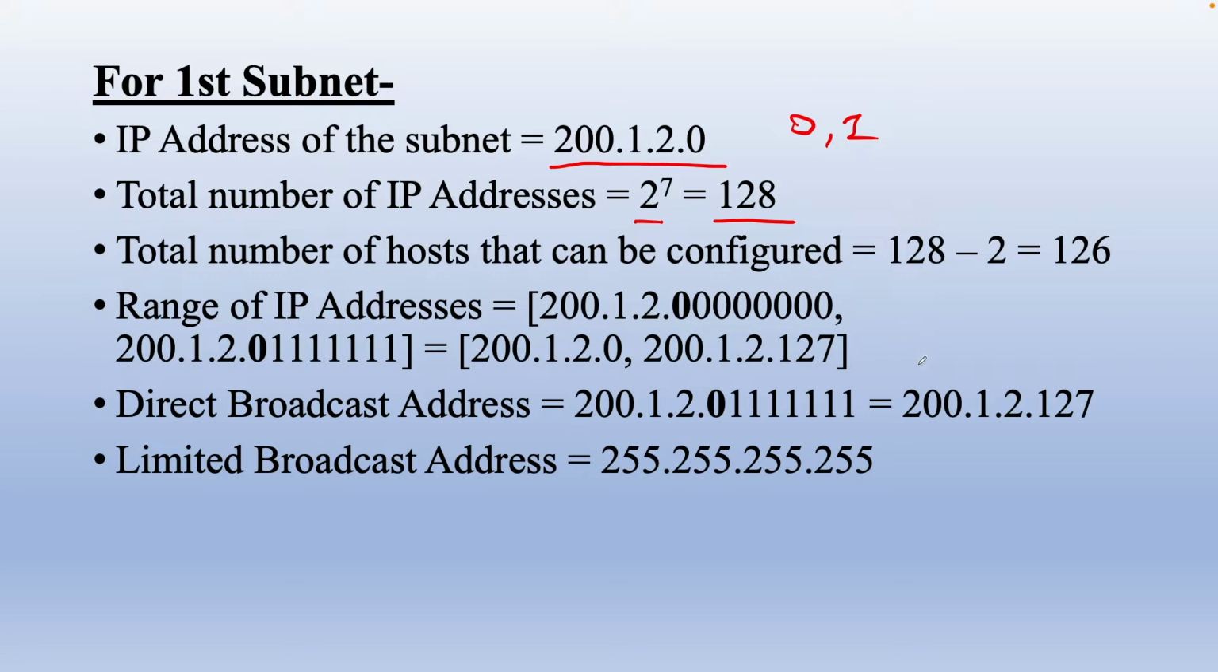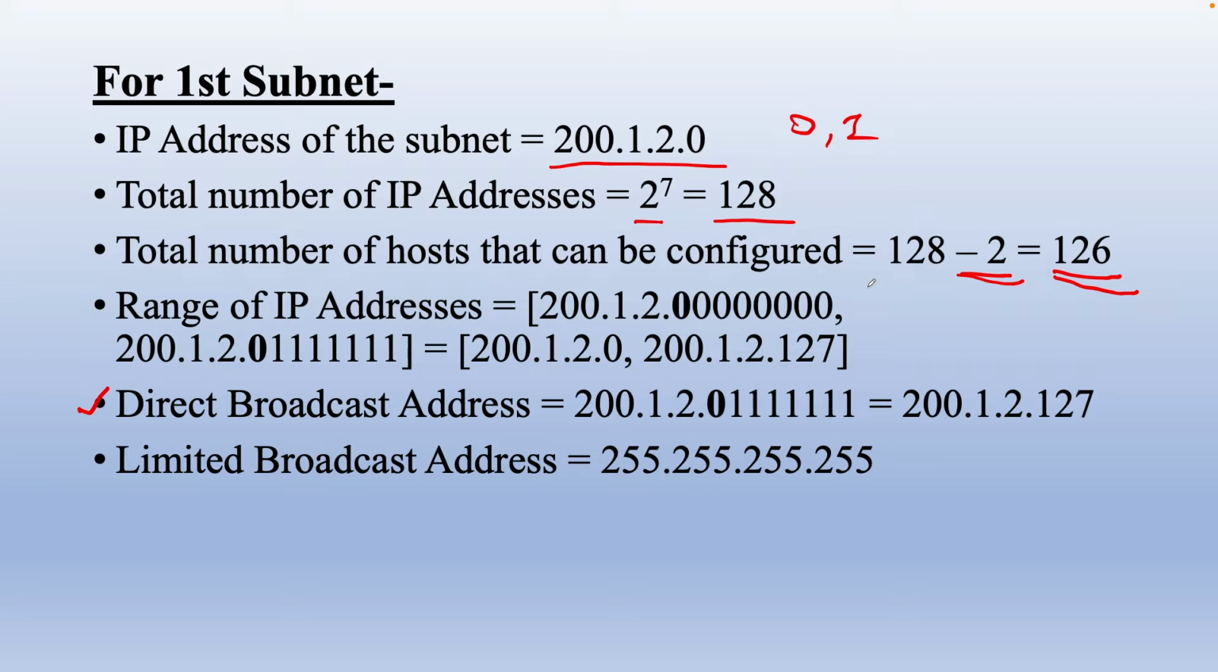But out of these 128 addresses we are subtracting 2. Why? Because the usable ones are only 126. Two addresses are subtracted: the network address, which is not assigned to any machine, and the direct broadcast address, which is also not assigned to any machine. So usable addresses are only 126 in number. Remember this, we have subtracted 2 because the network address and the direct broadcast address are not assigned to any machine.